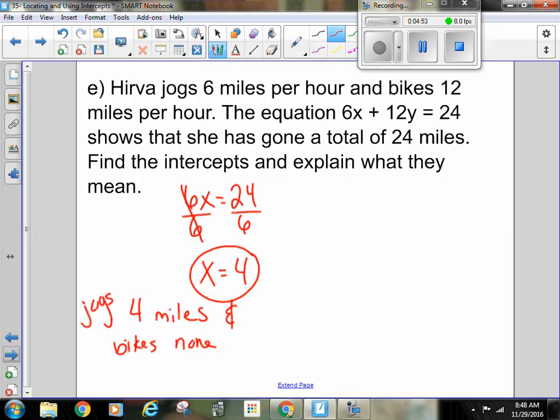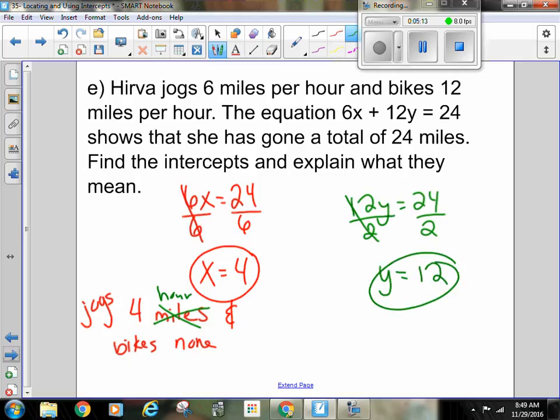Okay, if we find my y-intercept, I have 12y equals 24 because we covered up that x. We divide by 12, and we get y equals 2. So then, oops, that's not miles, that's hours. She jogs 4 hours to get 24 miles. Okay, so then she bikes 2 hours and jogs none.